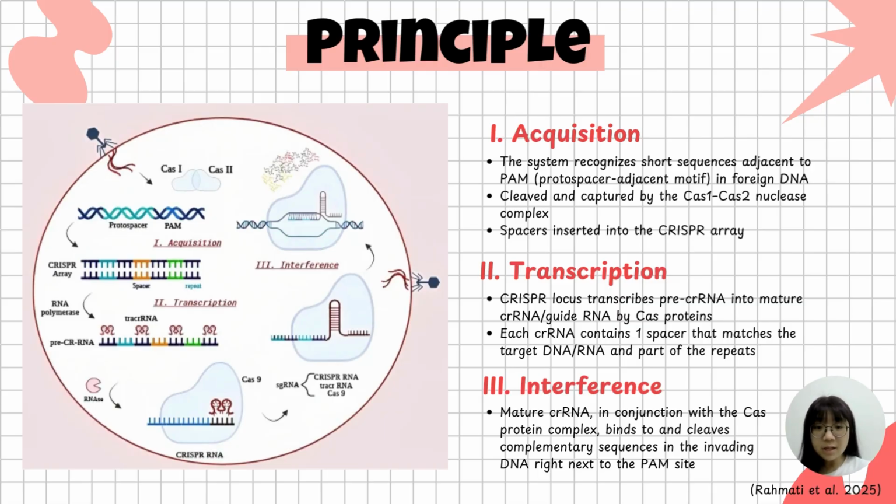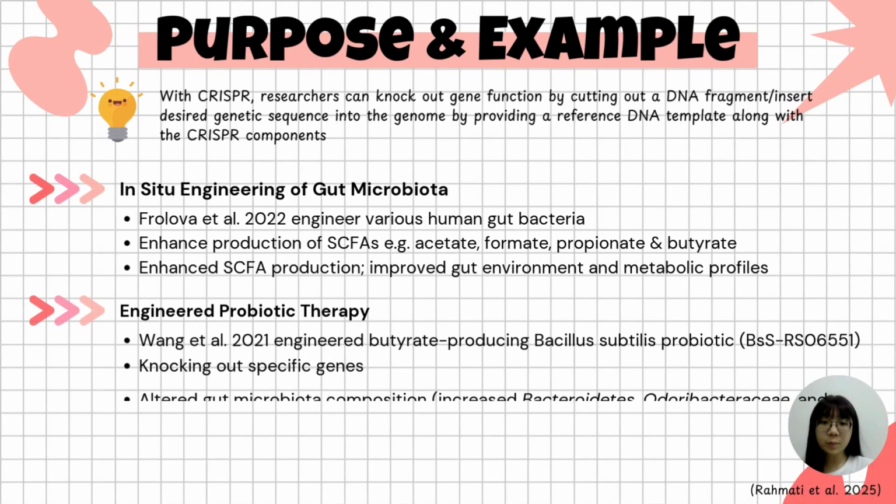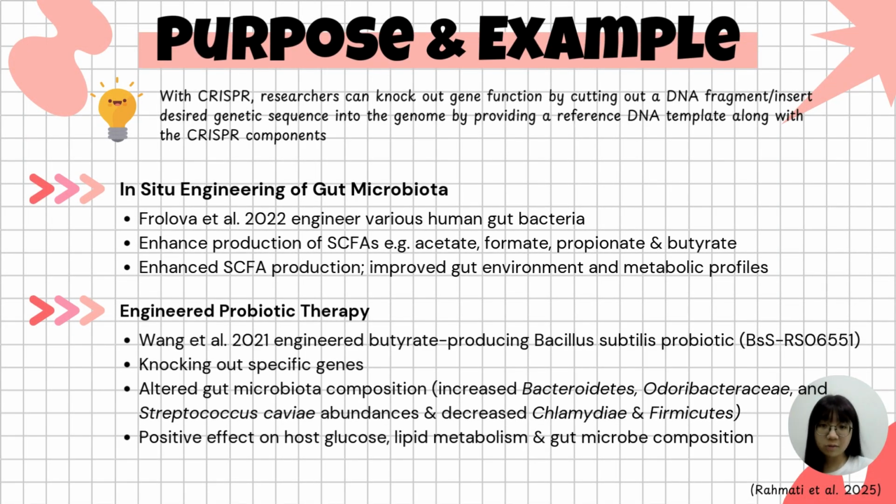Lastly, interference involves the guide RNA pairing with Cas proteins to find matching DNA in future invaders, and the Cas nuclease cuts it, destroying the trait. With CRISPR, researchers can knock out gene function by cutting out a DNA fragment or insert a desired genetic sequence into the genome by providing a reference DNA template.